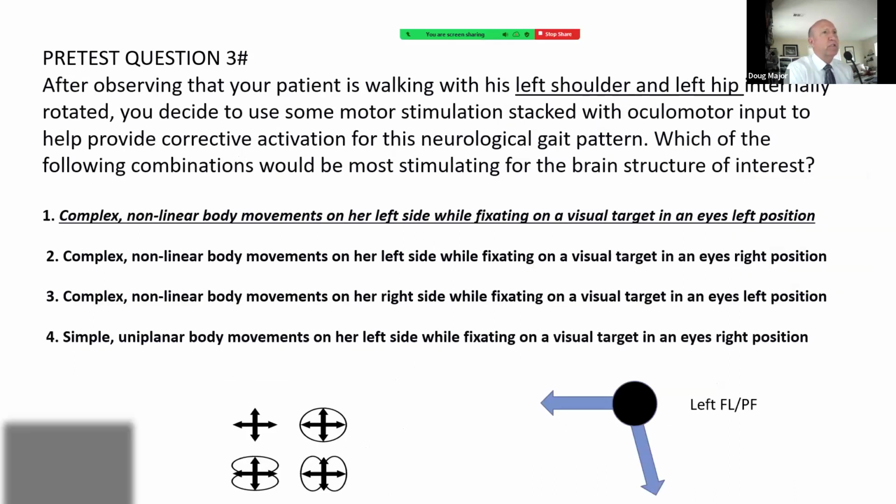And the last thing has to do with the left shoulder and hip turned in. That indicates that the left side has a cerebellar weakness. And so what stimulates the cerebellum? Complex nonlinear body movement, but because it's on that left side, with the left side fixating on that target. Those two things together, combining movement with fixation directionality, is something we use in the Z Health gym and as a Z Health trainer all the time.